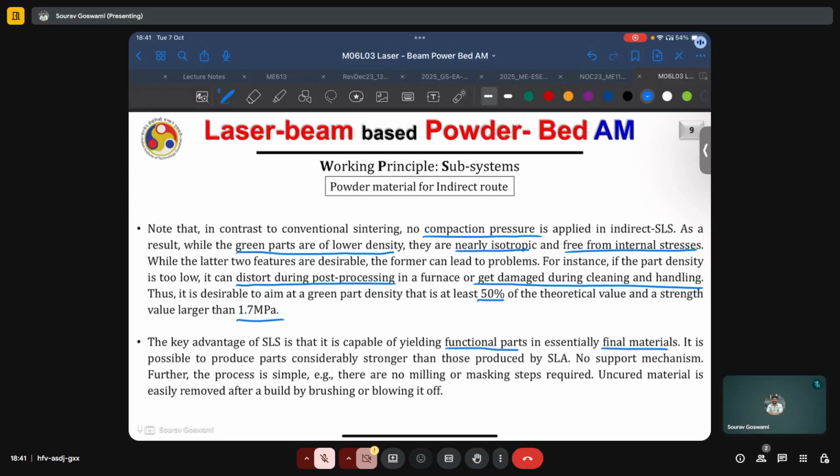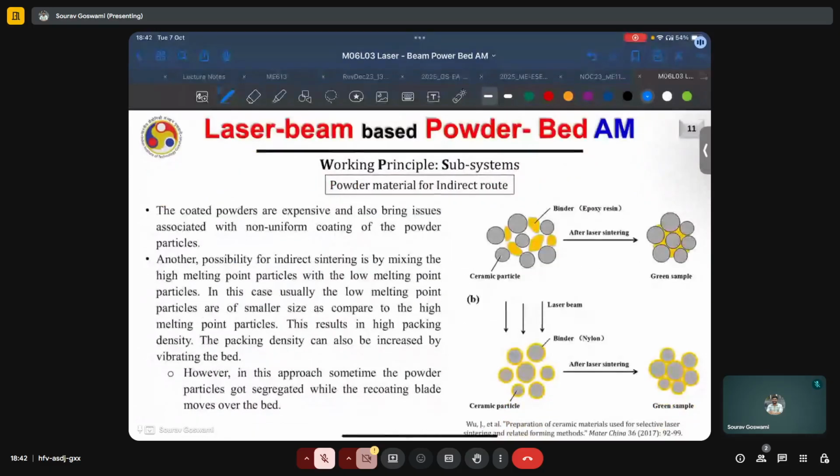It is possible to produce parts considerably stronger than those produced by SLA. No support mechanisms are needed, and further, the process is very simple because there are no milling or masking steps required. The uncured material is easily removed after build by brushing or blowing it off. However, this also produces a lot of wastage. The coated powders can be very expensive and also bring issues associated with non-uniform coating of the powder particles.